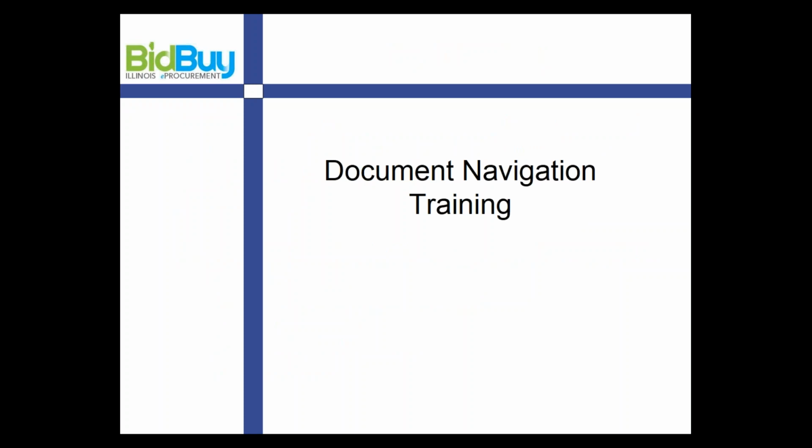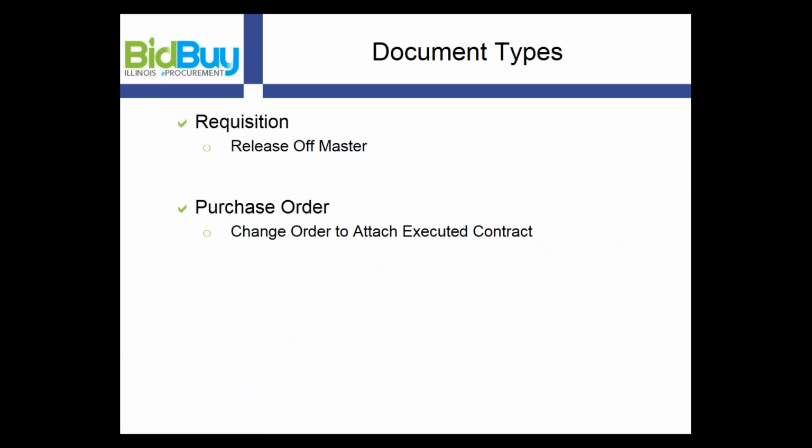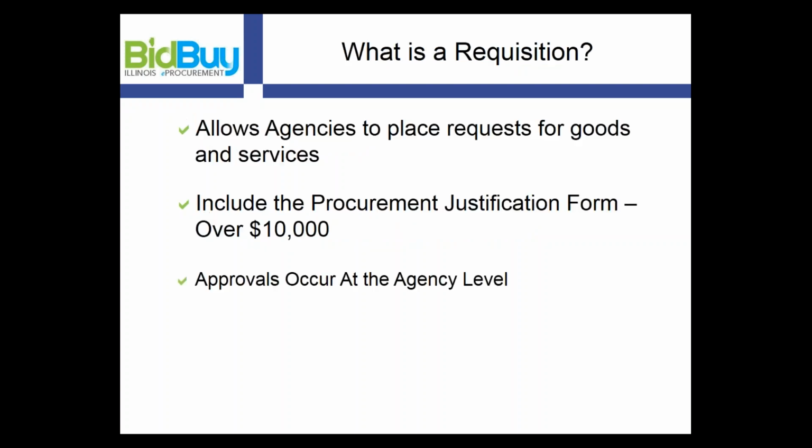So next we'll go through the document navigation, and this is listed again on that general overview. It gives you that document structure, and this gives a little bit more information directly to the release off master. So what is a requisition in the system? It is what agencies will use to request those goods and services as the release off master, and it will go directly from a requisition to a purchase order. And a change order will be attached to execute with the executed contract.